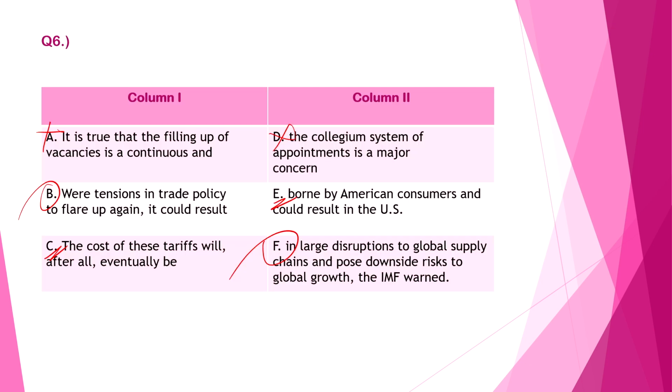So, on combining, the sentences formed would be: were tensions in trade policy to flare up again, it could result in large disruptions to global supply chains and pose downside risks to global growth, the IMF warned. And the next sentence: the cost of these tariffs will after all eventually be borne by American consumers and could result in the US. Fine. So, is it clear?